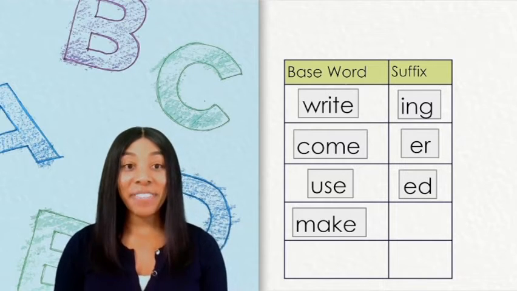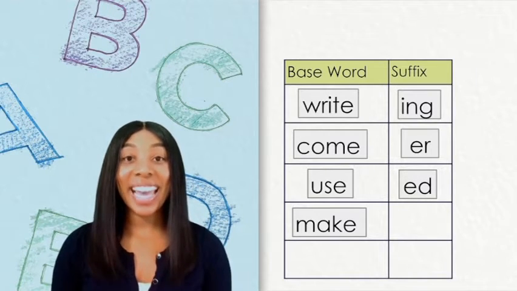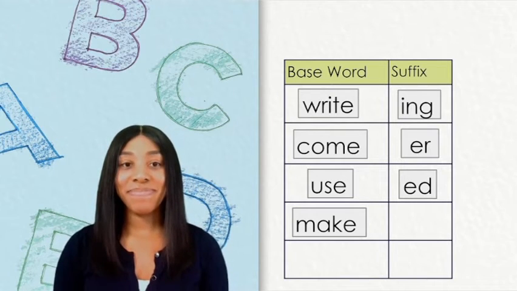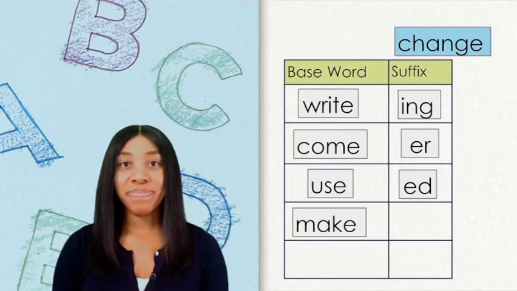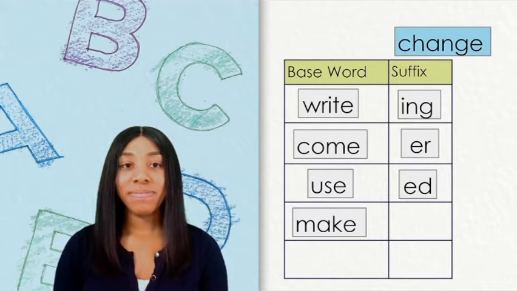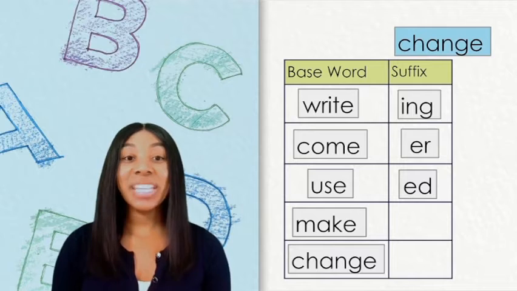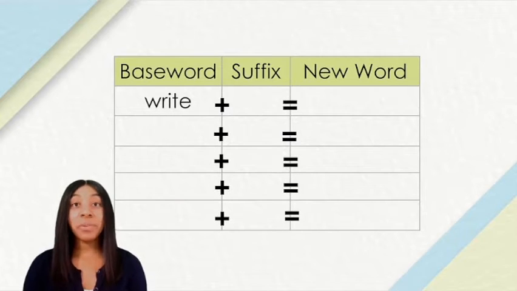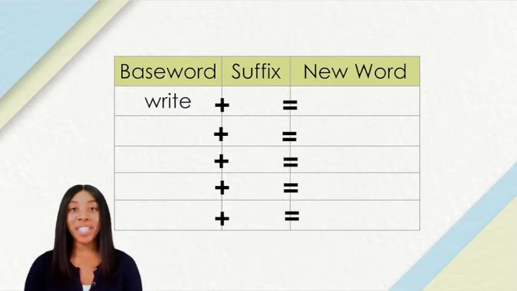Ed is a suffix, and we can add it to the end of a base word to mean it happened in the past. Change. Is this a base word or a suffix? Change is a base word. We can add affixes to it. Now we will use these word parts to make some new words. Get your paper and pencil ready to go. Ready?